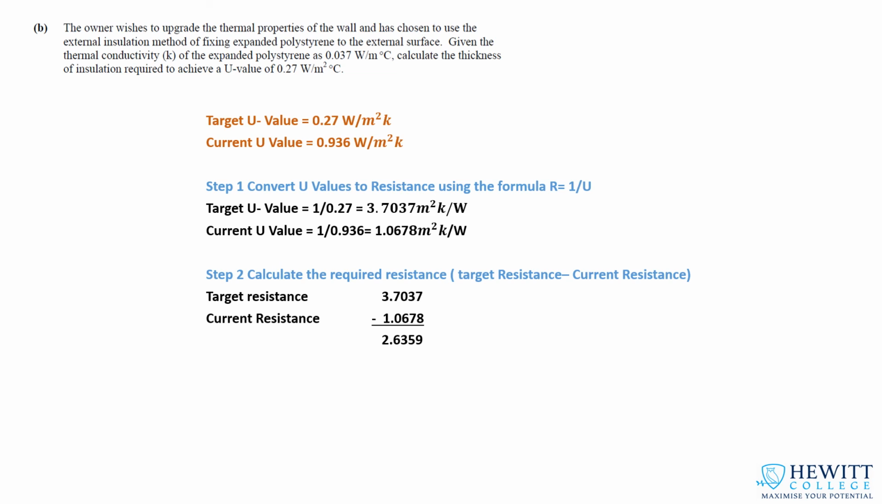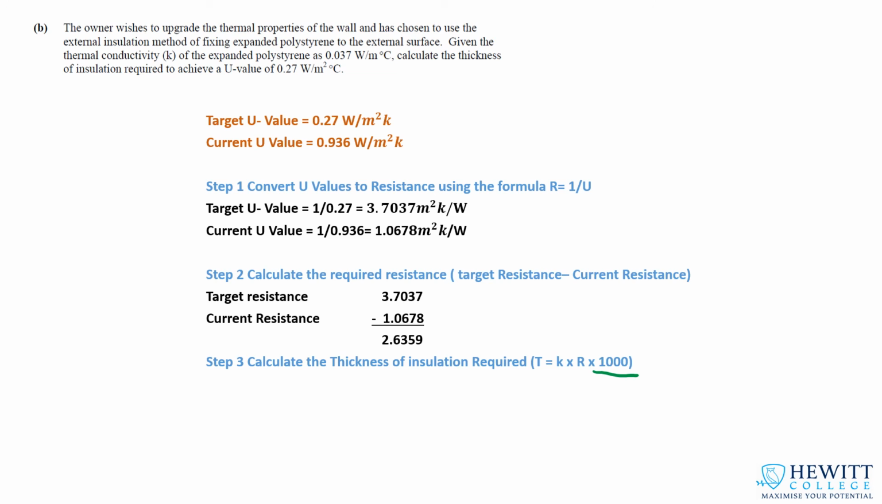Okay, so next we want to calculate the thickness of insulation required. We need to use the formula T equals K multiplied by R multiplied by 1000. That's thickness equals conductivity multiplied by the resistance multiplied by 1000. Just so you know where that 1000 is coming from, at the very start of these U-value questions we divided everything by 1000 to convert millimeters into meters. Now we're going to change it back into millimeters, so by multiplying by 1000 now, we're changing from meters back into millimeters.